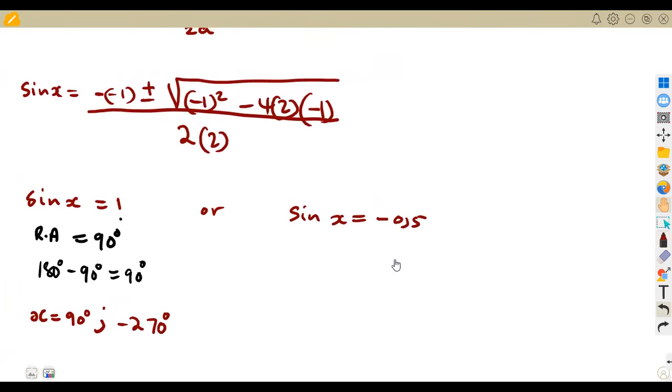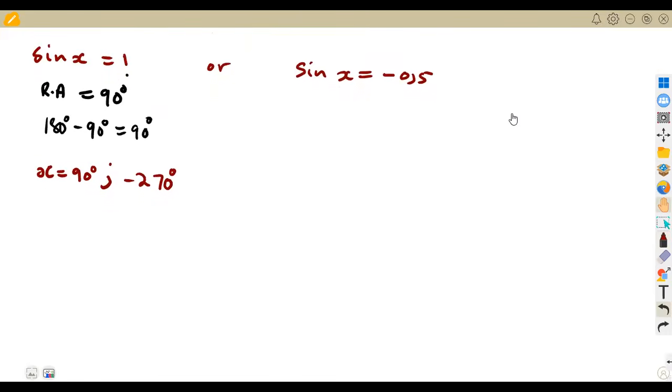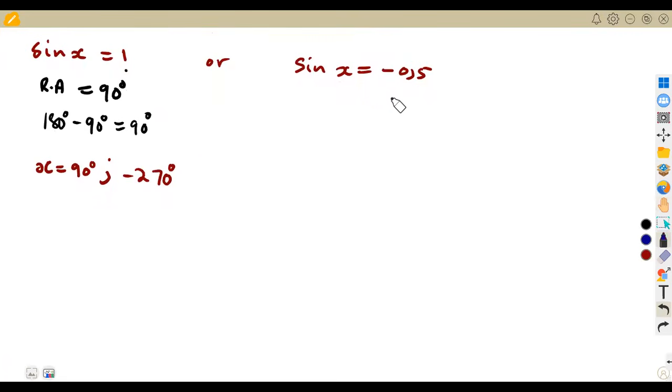Okay, let's consider our sine to be negative. We need the values of x if our sine is negative. So the first thing is to determine the reference angle in that case. As I always say, you do not consider the negative. The negative is for the quadrant where sine is negative. But for the reference angle, you just take the arc sine as it is. So it's arc sine of 0.5. That's your reference angle, which in this case gives us 30 degrees.